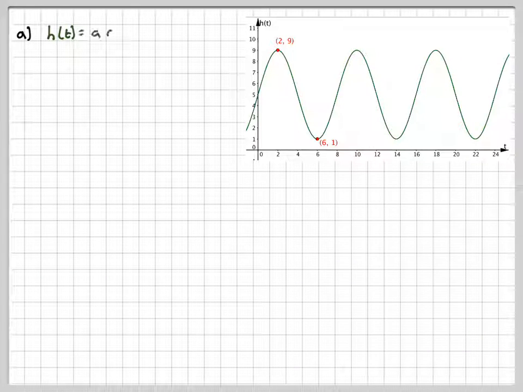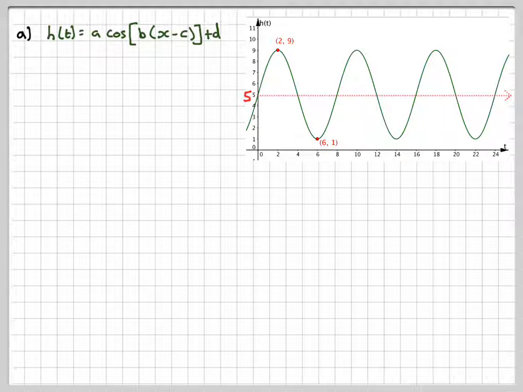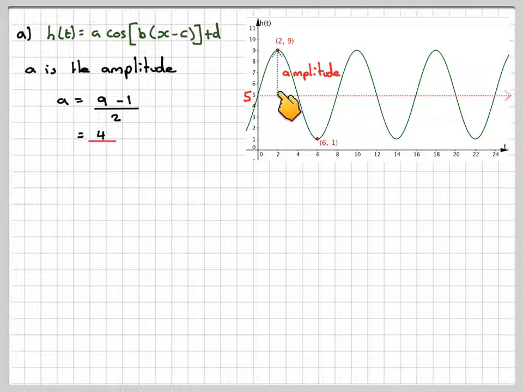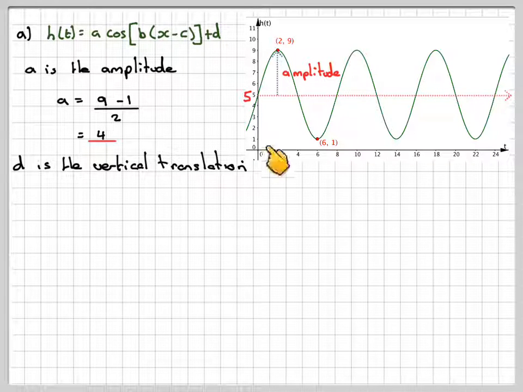Right, so there's the graph representing this is the format that we want. Always a good idea, if you can, to move the axis and put it on the central point, which is at 5. The A is the amplitude. You can always get the amplitude by finding half the difference between the y coordinates of the maximum and minimum of the graph. So that'll be 9 minus 1 over 2, which is equal to 4. D is the vertical translation, so we can see this has been shifted up 5 units, so D is 5.